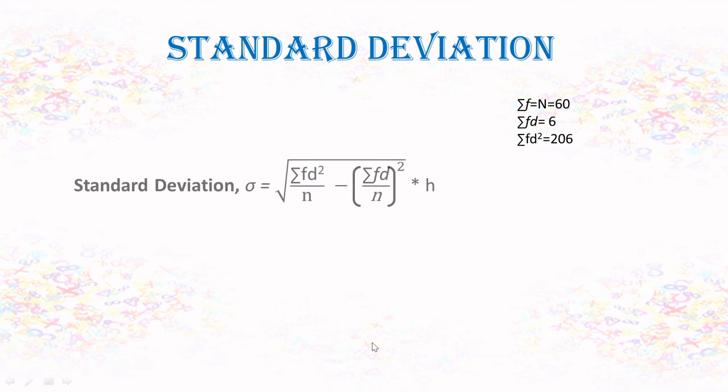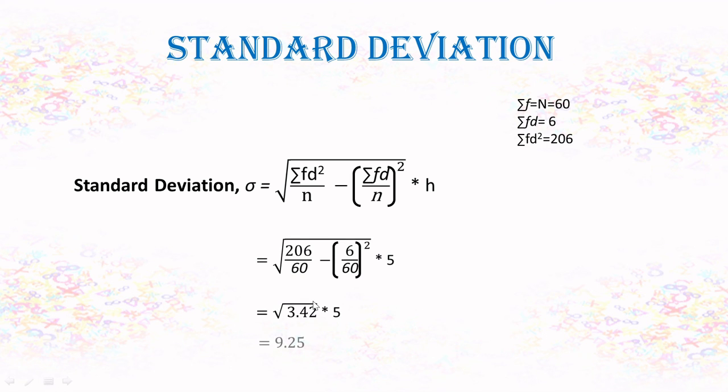Now let us see the formula. See here at the end of the formula we can see into h, which was not present in the earlier calculation. This has come just because of the way we have calculated the deviation. So upon substituting the values, 9.25 is the standard deviation for this data. So with these two formulas, we can identify which one to use depending upon the way we find the deviation.